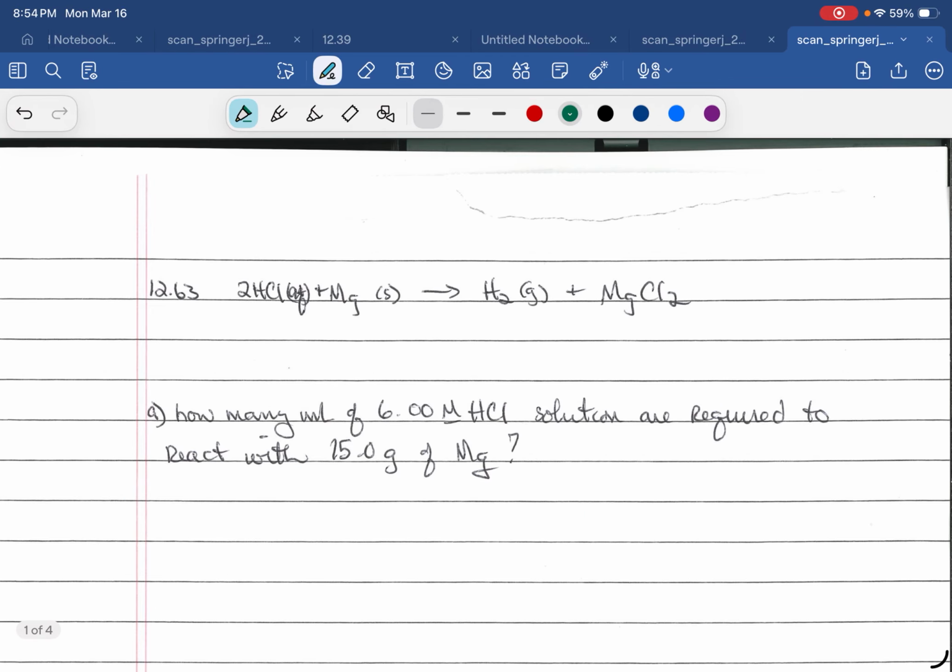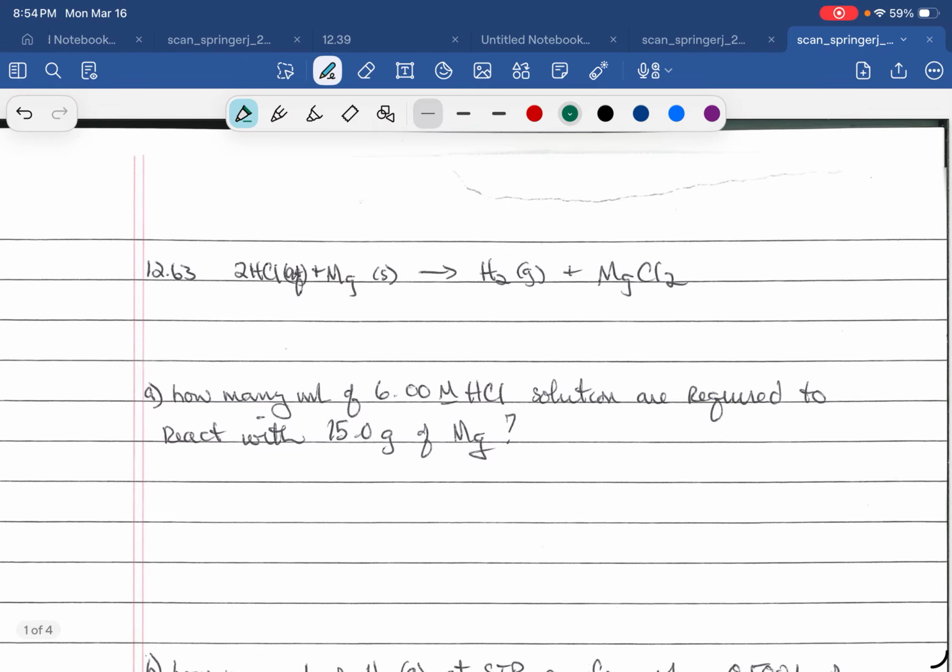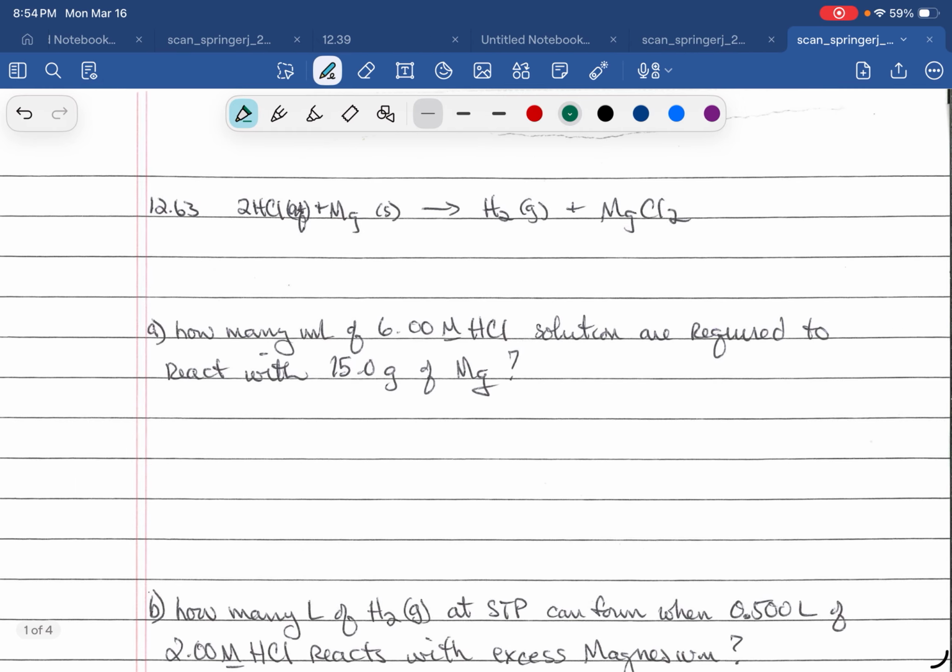So we're back for video 3. This is problem 12.63 on that same page in the white book. And let's just get started so we can get it over with.